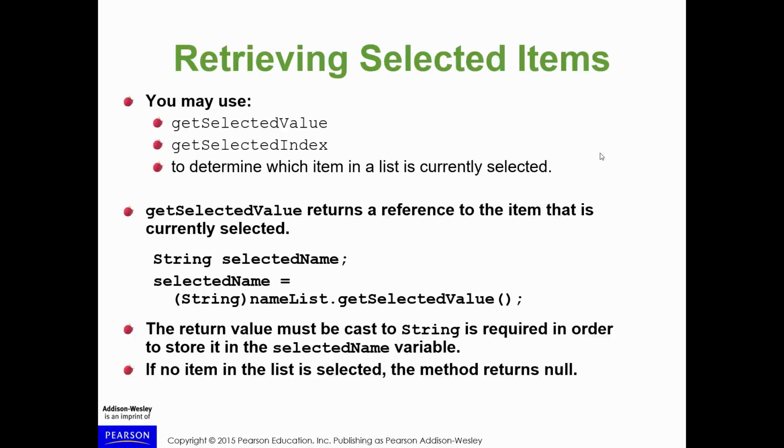Now, the key thing here is when you look, you can either select the value or you can select the index. And again, it's computers, so if the first element is selected, getSelectedIndex will be set to 0. If nothing is selected, getSelectedIndex will be set to -1. Sometimes you want to know what the value is. Sometimes you want to know where the value is.